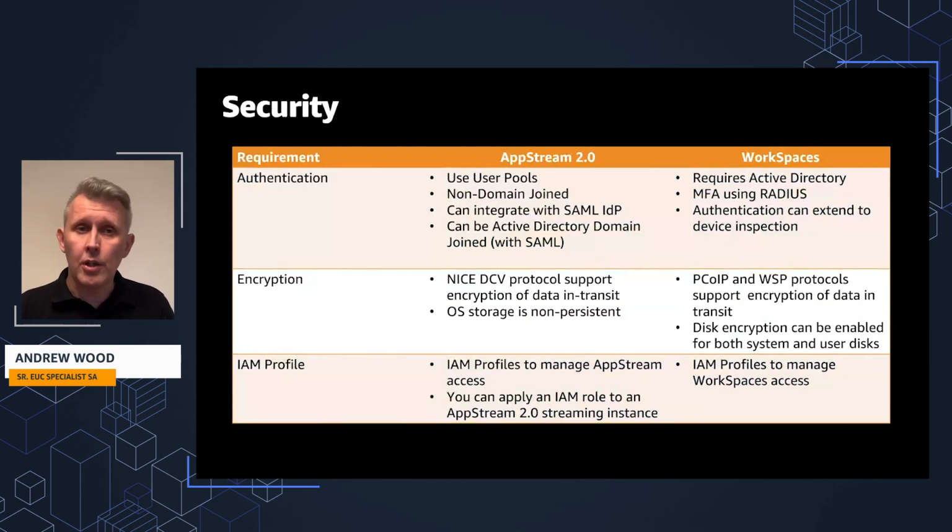So when considering security, key selection points differences for AppStream and Workspaces include authentication, methods of authentication for the use case. Now, both AppStream and Workspaces integrate with Active Directory. Customers can connect their AD to AWS via Direct Connect or VPN, or maybe even extend their Active Directory into AWS, or make use of Managed Active Directory.